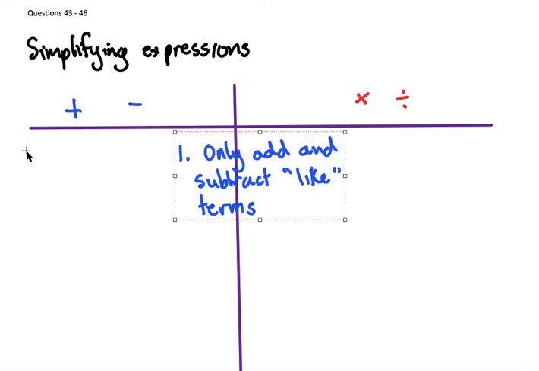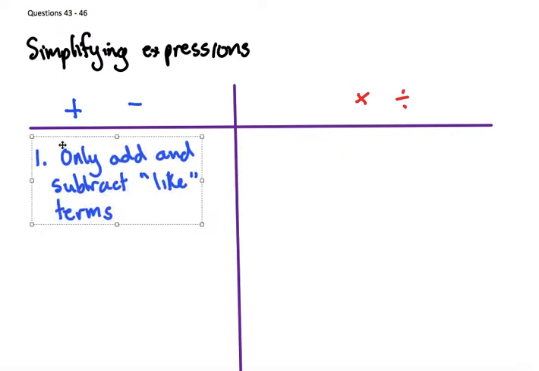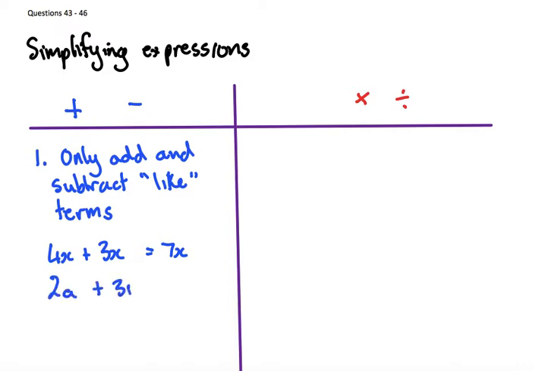The first rule that we come to is we only add and subtract like terms. Like terms are terms that are exactly the same. For example, if I have 4x plus 3x, they are like terms. They're both x's, that is 7x. If I have 2a plus 3b, those are not identical, so I cannot add them. I can't do anything with that. It stays the same as 2a plus 3b.